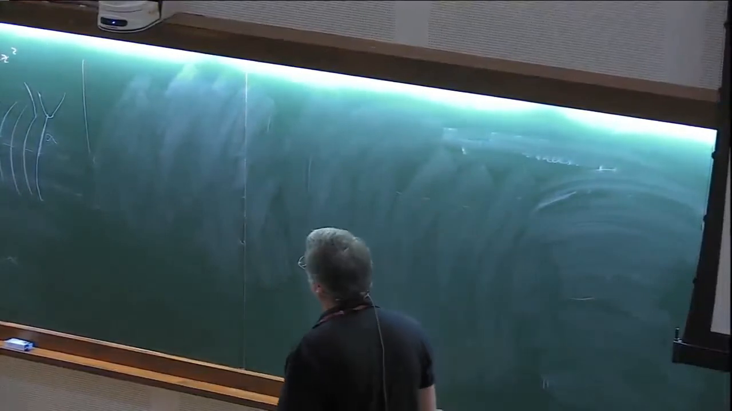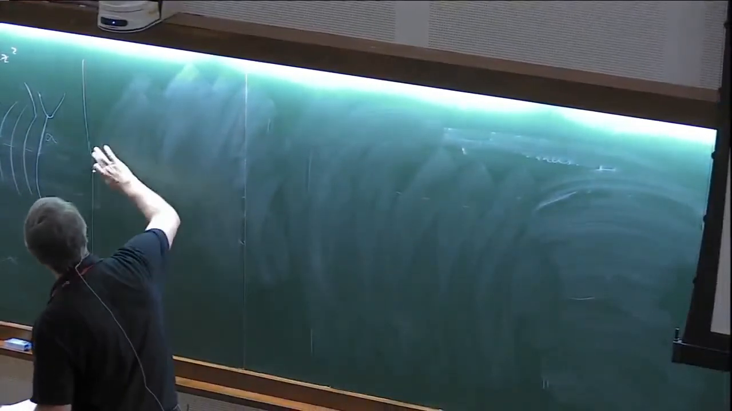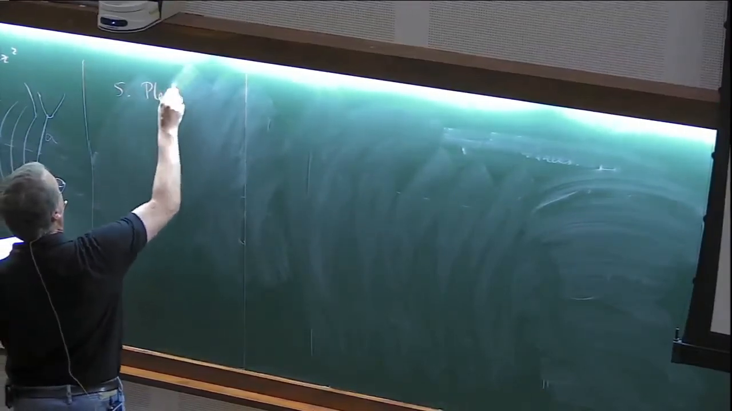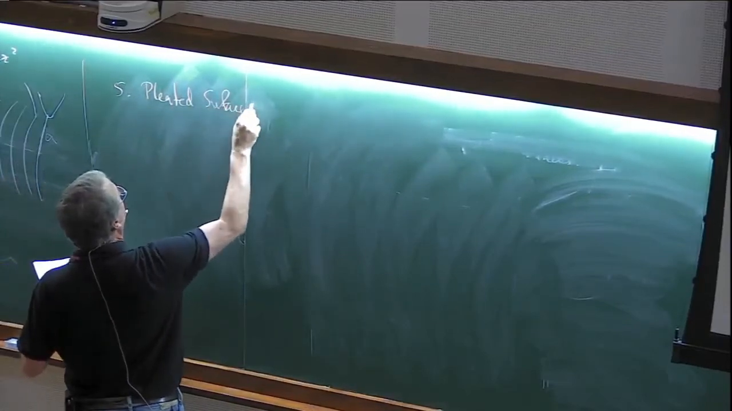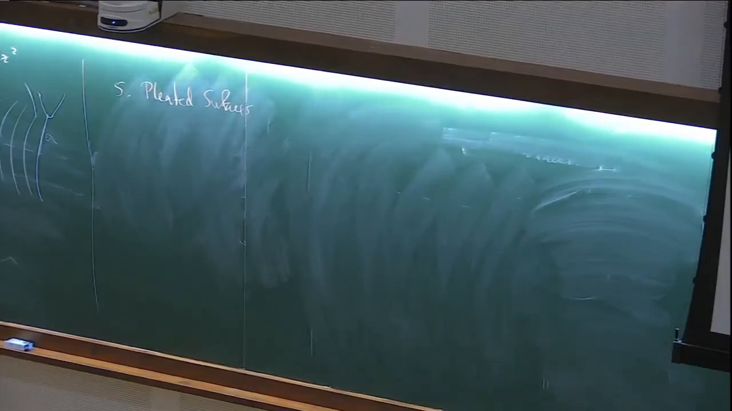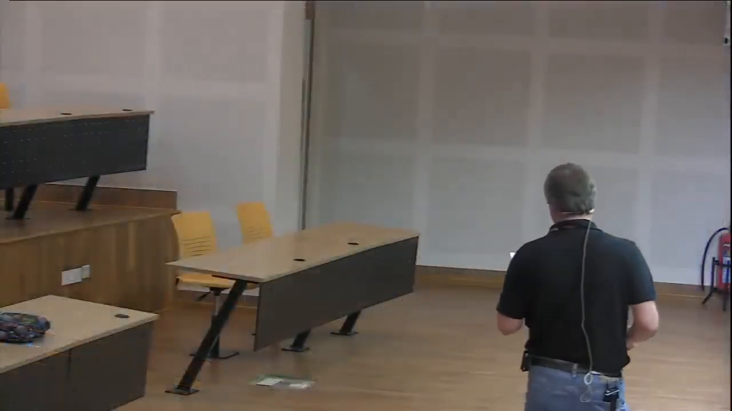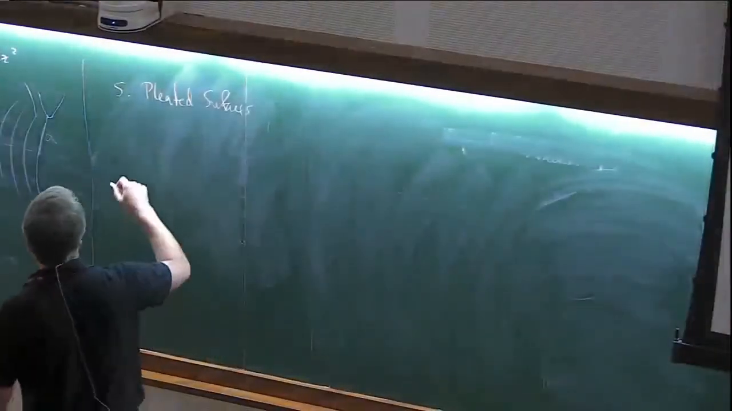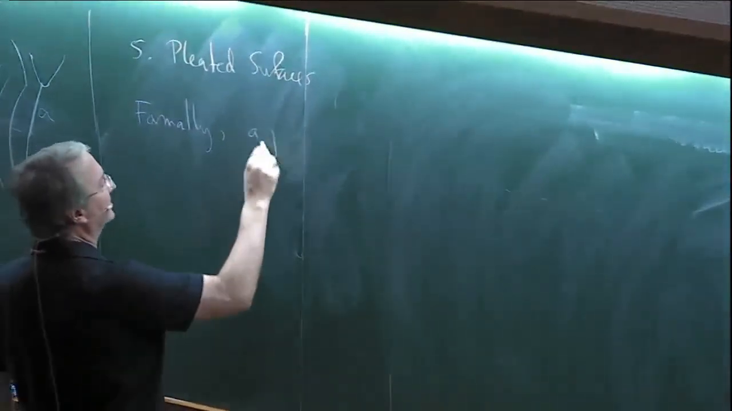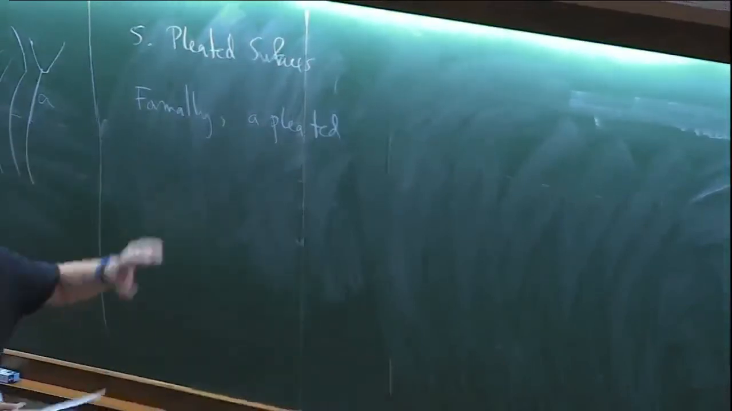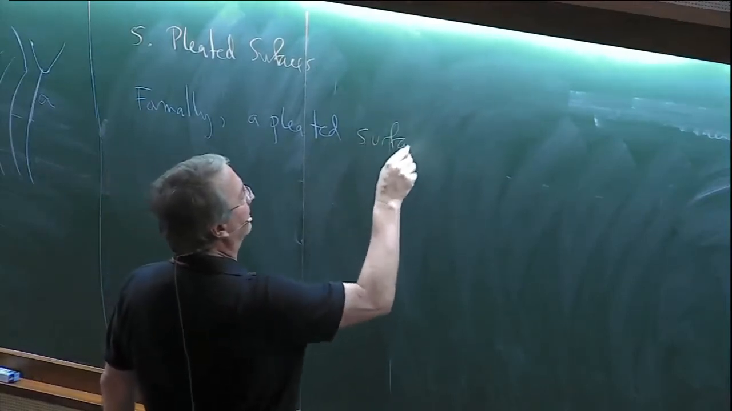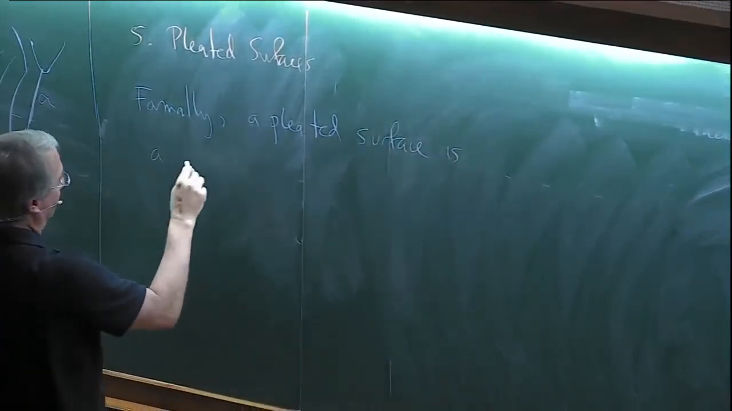Well, from the title of the talk, and the way many people in the room were raised, this brings us to our next topic, pleated surfaces. Now I have to decide how much people know about pleated surfaces. So what's a pleated surface? I better say it formally. This is a new topic, which I will then relate to the previous topics. So formally, a pleated surface is a quadruple.